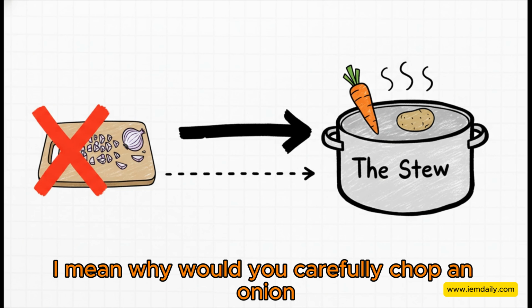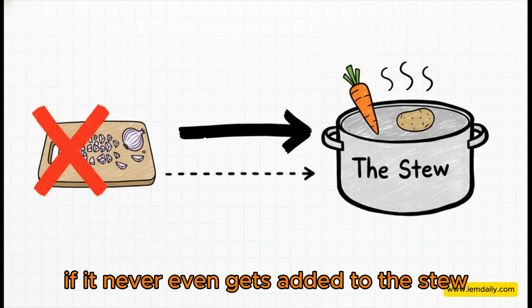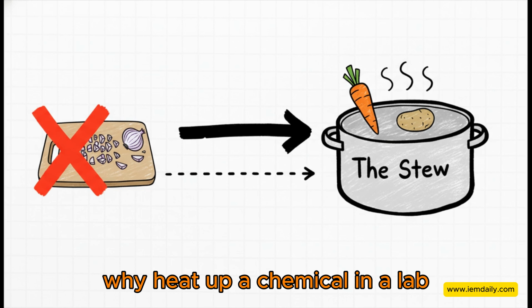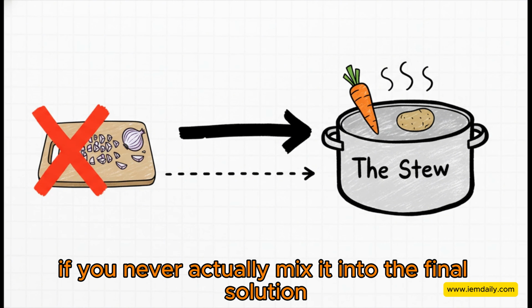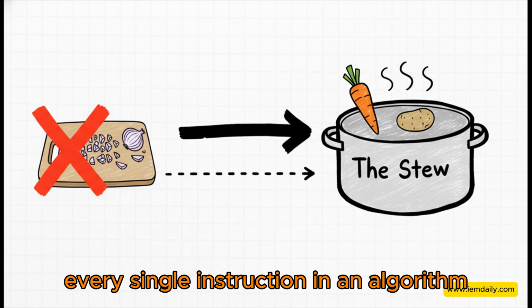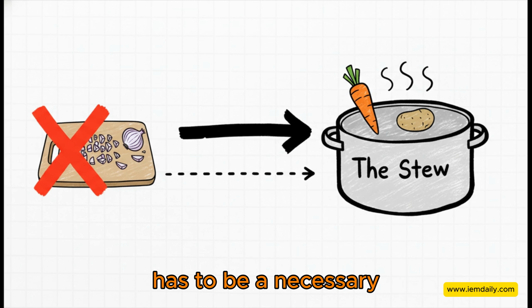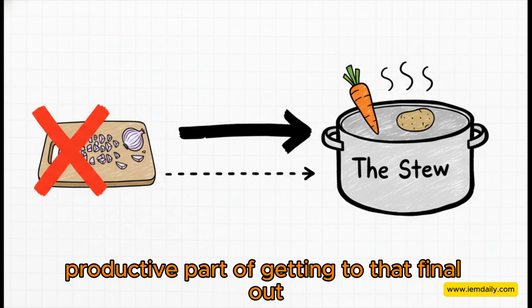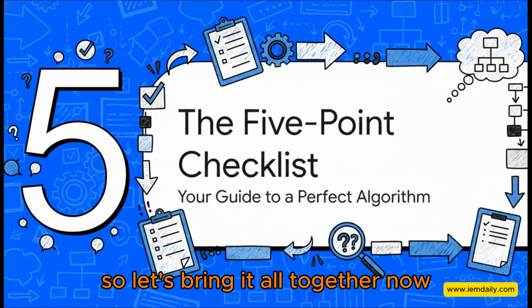Why would you carefully chop an onion if it never even gets added to the stew? Why heat up a chemical in a lab if you never actually mix it into the final solution? It's just pointless. Every single instruction in an algorithm has to be a necessary, productive part of getting to that final output.